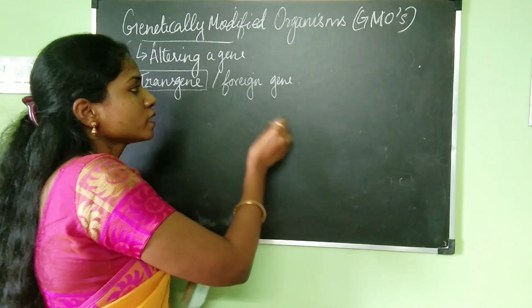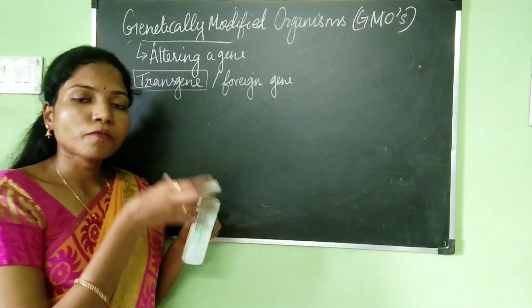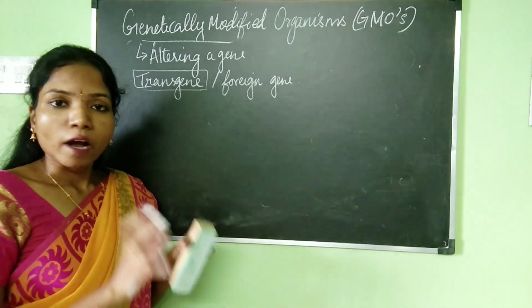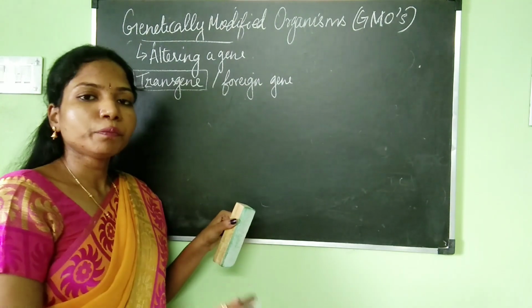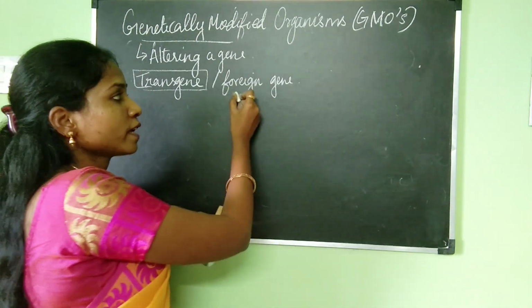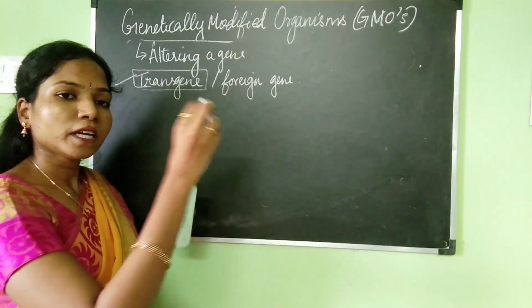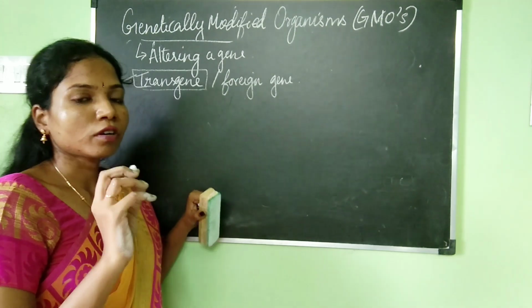So why is it called a foreign gene? The reason is that the gene is naturally not present in the organism. It is going to be artificially put into the organism, so it is known as the foreign gene. The transgene is nothing but the gene which is going to be inserted into the organism.